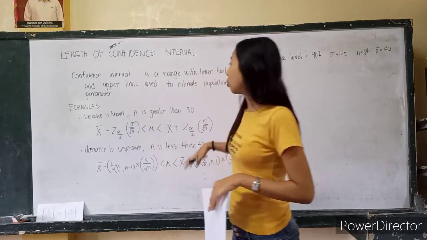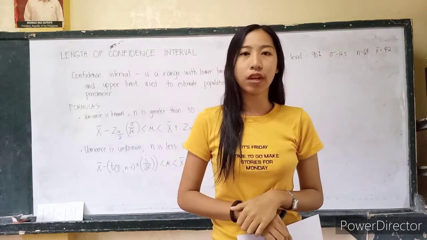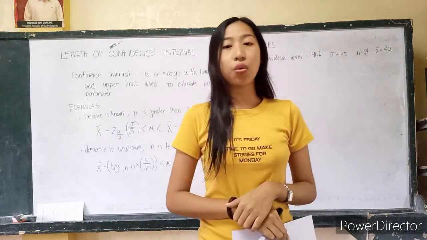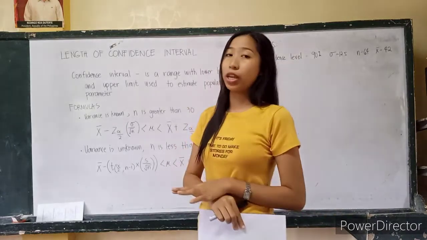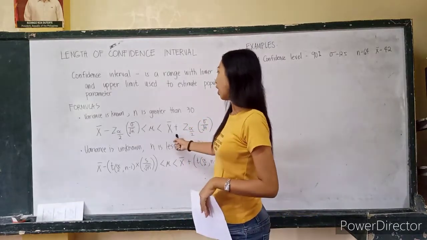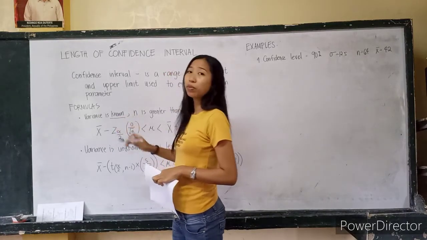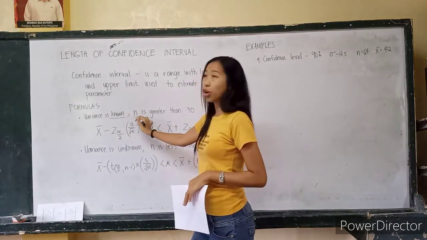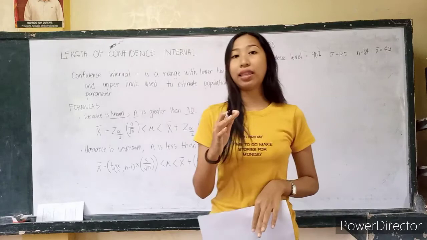Okay? So the formulas we use for measuring or getting the length of the confidence interval are two. It depends on whether the variance is known and whether your sample size n is greater than or less than 30. The first formula is used if and only if your variance is known, meaning you know the value of your variance, and your n or sample size is greater than 30, meaning above 30. Okay?